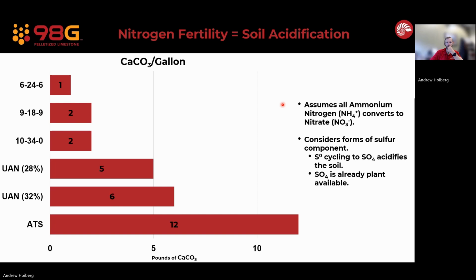Next, you have your typical UAN 28 and 32%, same sort of principle there. And then finally ATS. As ATS has become more popular, Andrew mentioned earlier, when it comes to sulfur, there's sulfur in a couple different forms within ammonium thiosulfate. So not only are you getting acidification from the ammonium, but one of the two forms of the sulfur in ammonium thiosulfate is going to contribute to that acidifying effect as well.